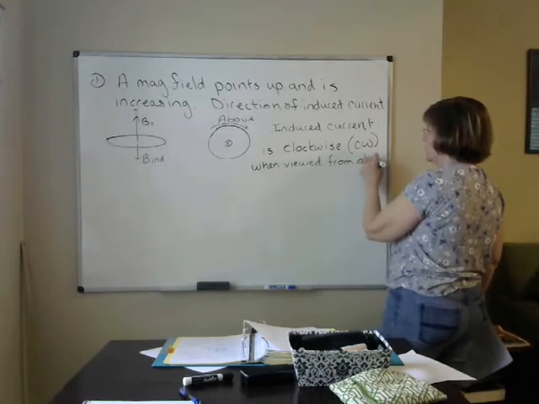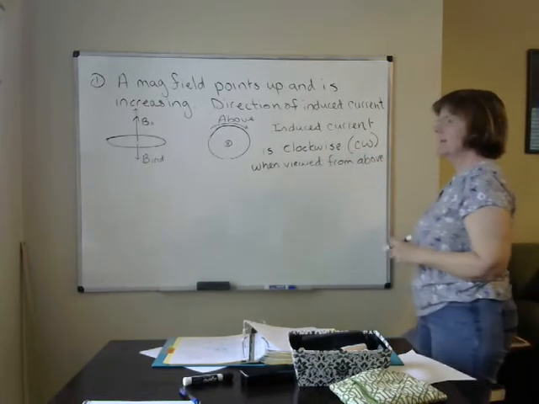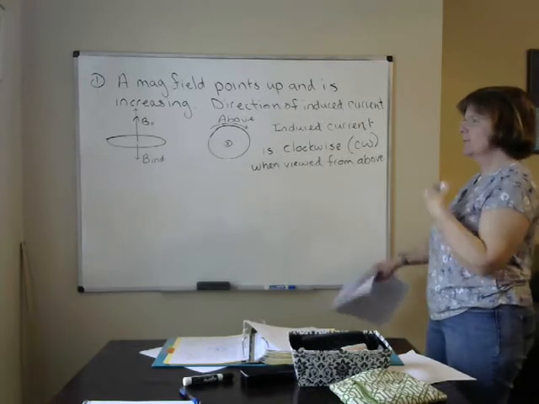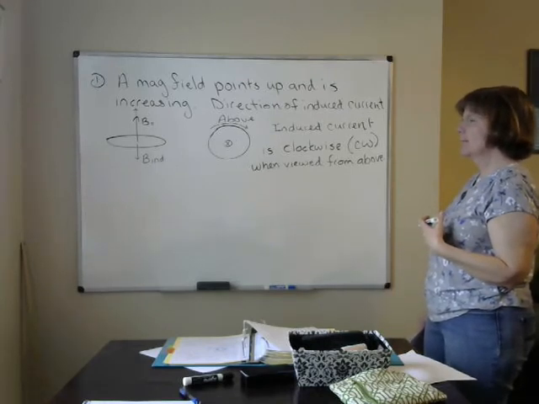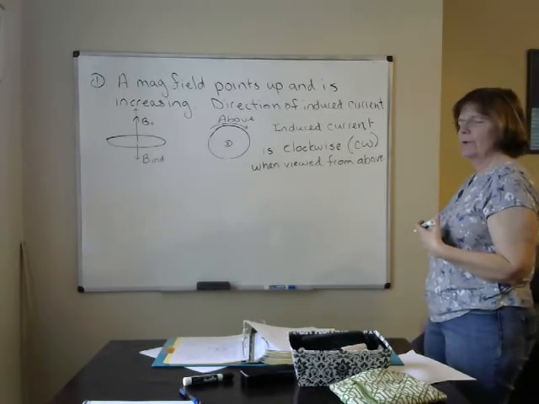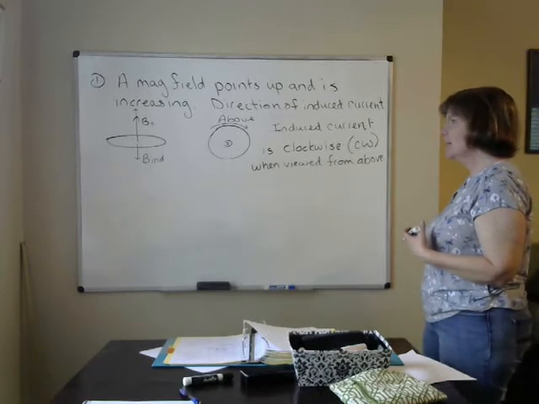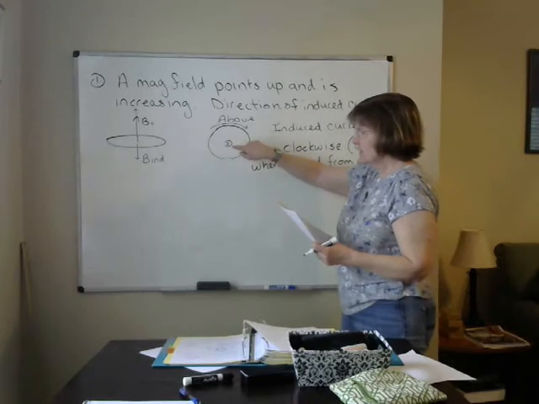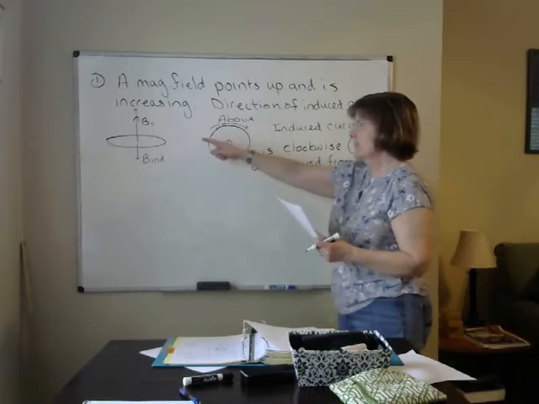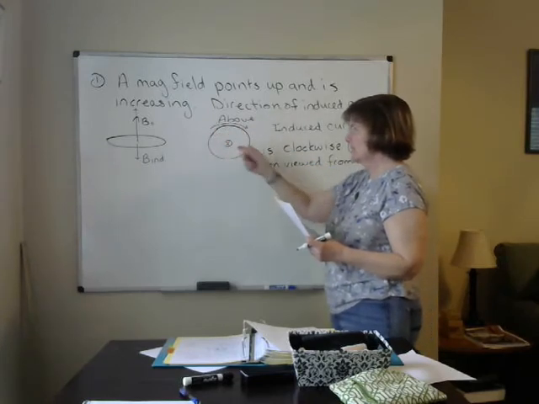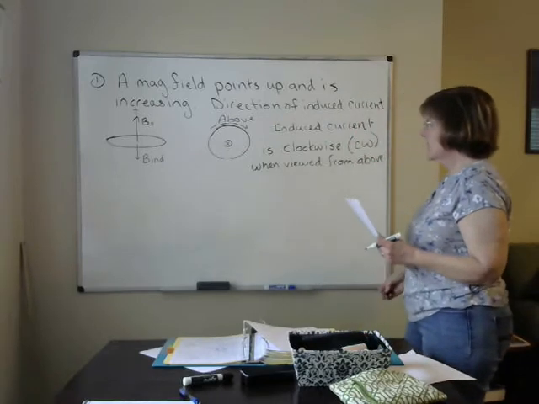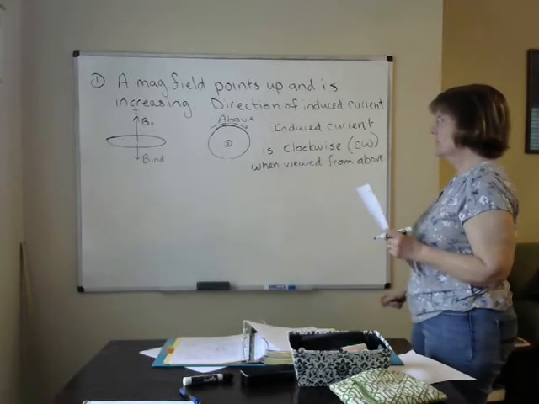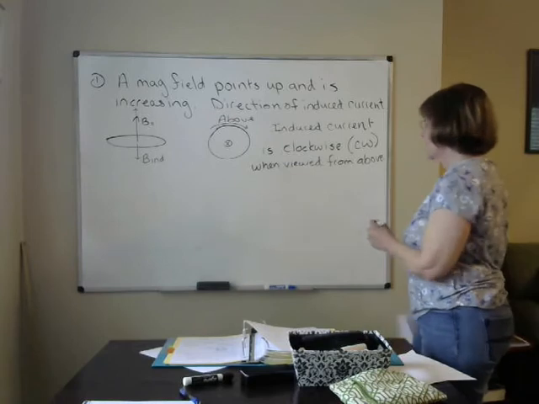Now, that's one of the tricky things. How you're looking at it makes a difference. If you happen to be down underneath the loop and you were looking at it from the other way, it would appear to be counterclockwise to you. But from above, the way I've drawn it, our induced magnetic field needs to go down. So the original's coming out, our new one goes down. That means that current is going to be clockwise when viewed from above. So that's our first example.